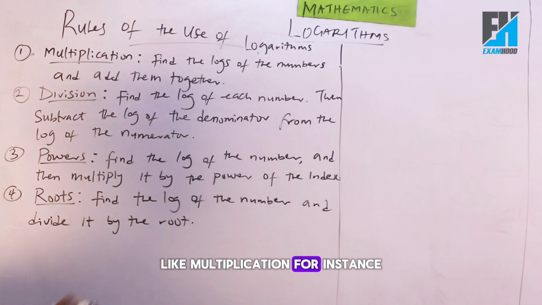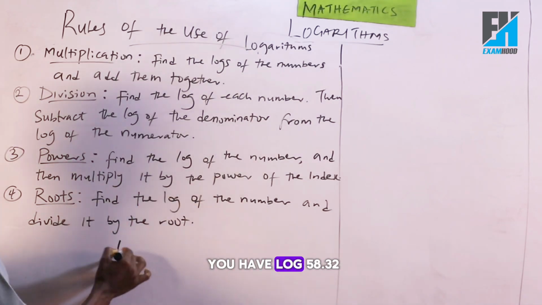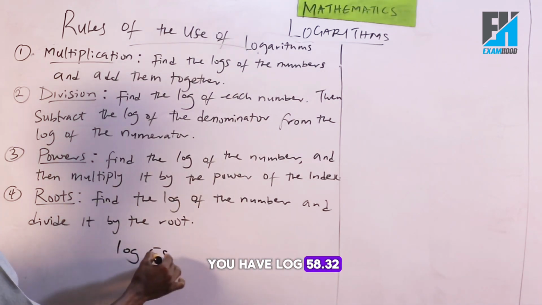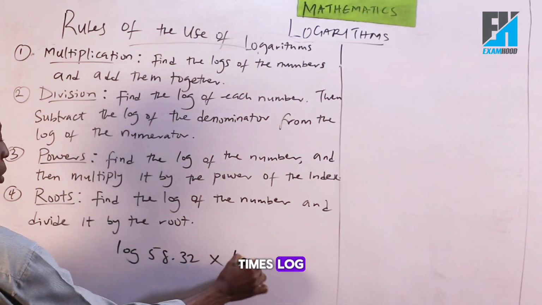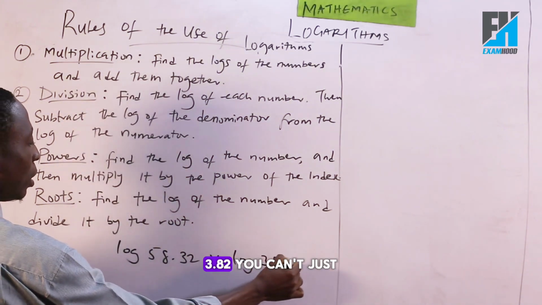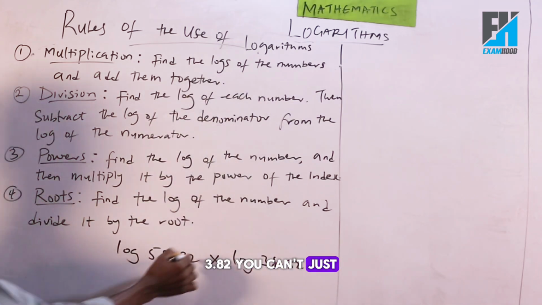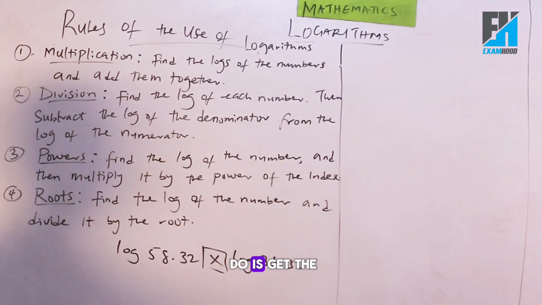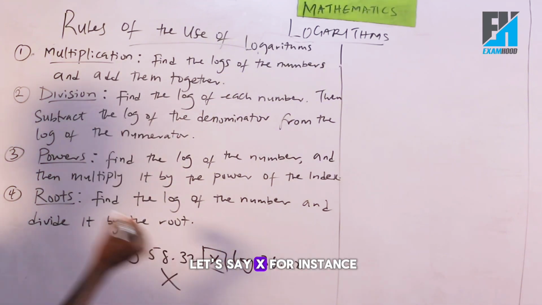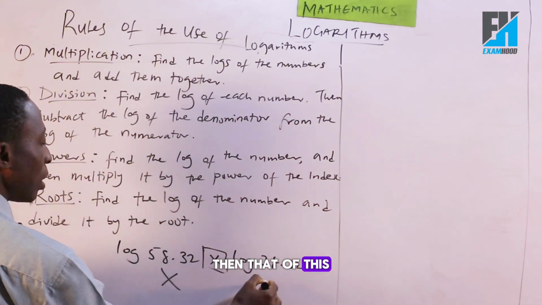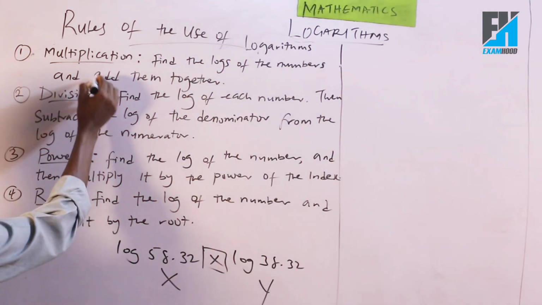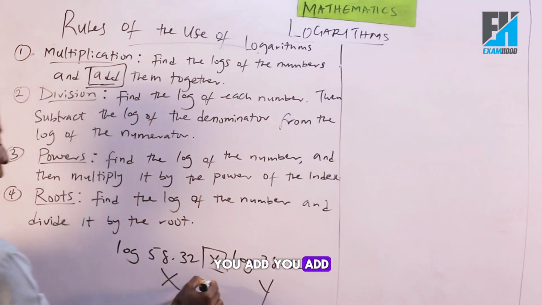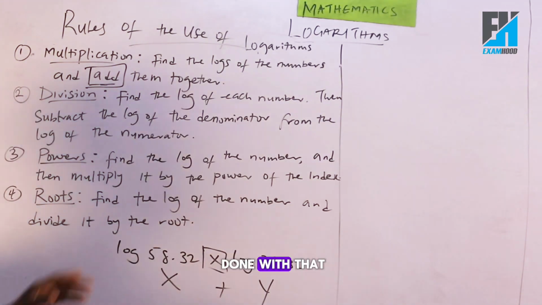Like multiplication, for instance, you have log 58.32 times log 38.32. You can't just multiply this directly. What you need to do is get the logarithm of this, that is the value, let's say x for instance, then that of this, let's say y is the answer for instance. And then you do what? You add. You add the answer together and then you are done with that.